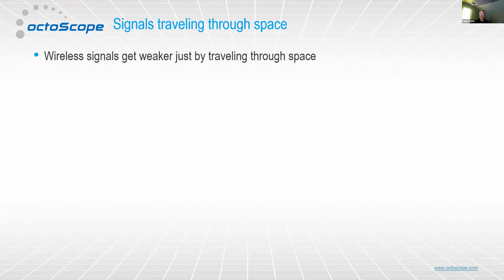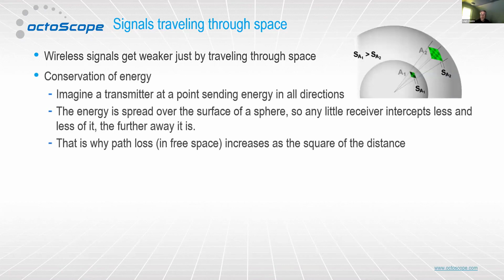So in that first slide, I talked about the fact that signals do get from the transmitter to receiver. They can do it without interacting with anything. They just travel through space. And even traveling through space, the signal will get weaker as it goes from the transmitter to the receiver. So why is that? The basic principle here is that energy is conserved. This is a fundamental concept in physics, and it's really the basic point around path losses.